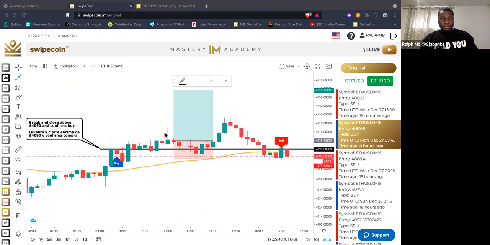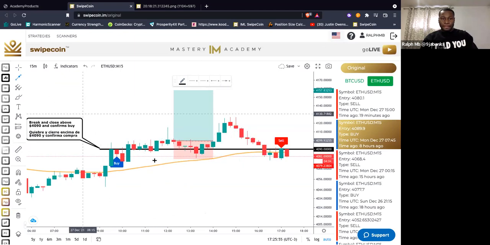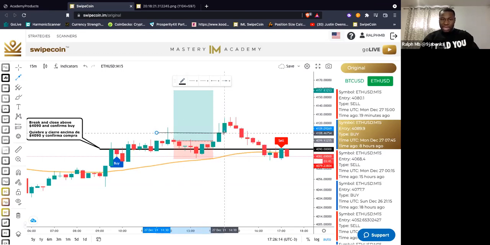4150, once I get up to 4150, this is exactly what I would have done. 4105, that's already 50 pips. So at 4105, at this point, I'm already securing some profits. I'm breaking even. Am I moving my stop loss to there?